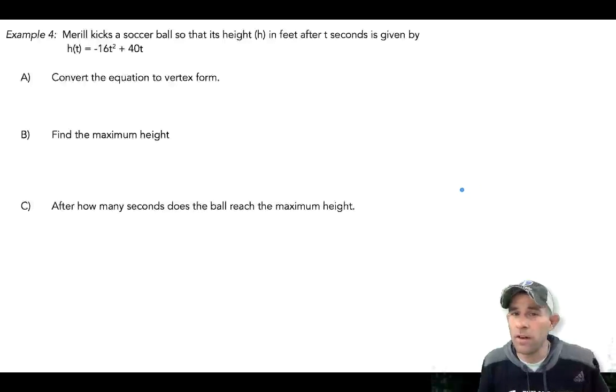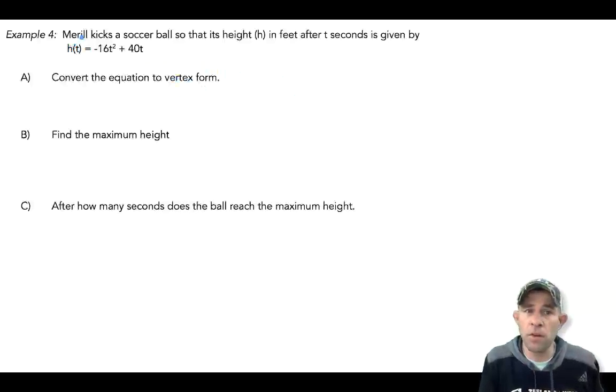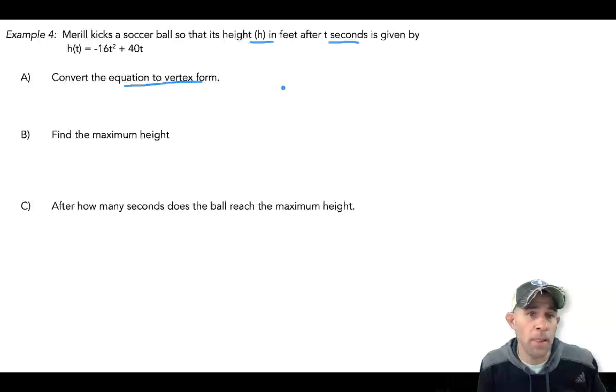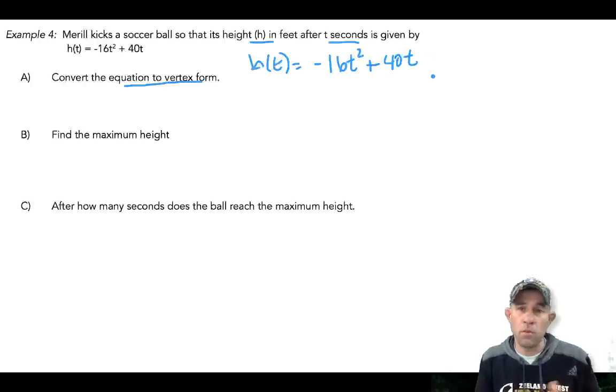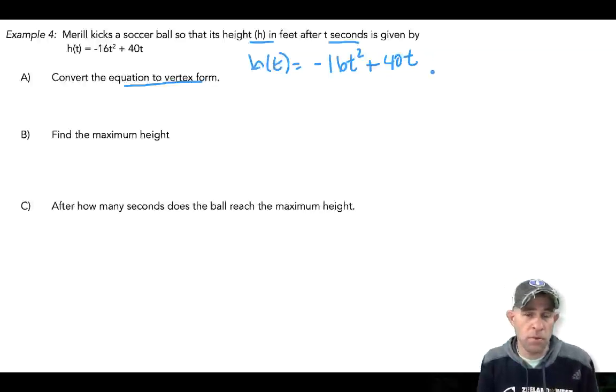All right, one final example for today, and this is, again, a little bit of a tricky one here. We see that Meryl kicks a soccer ball so that its height h in feet after t seconds is given by this equation. We want to convert this equation to vertex form. So I'm going to rewrite this. I have h of t, which is equal to negative 16t squared plus 40t. Now, again, that same rule applies as example 3 in the previous slide.